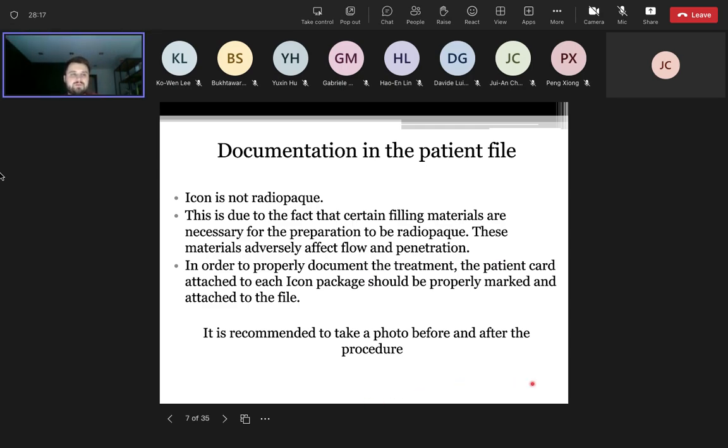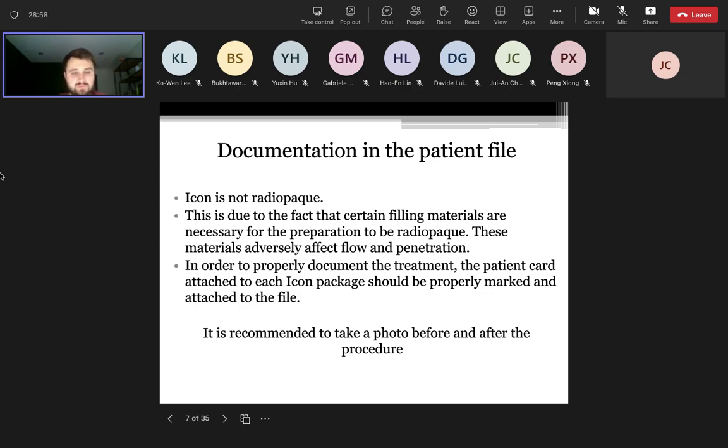It is really important to make some notes in the documentation of the patients, because the icon is not radiopaque. So when you do the X-rays after the treatment, you wouldn't see the difference and you wouldn't see the material. Certain filling materials are necessary for the preparation to be radiopaque, but these materials adversely affect flow and penetration. So this icon couldn't get the radiopaque properties.